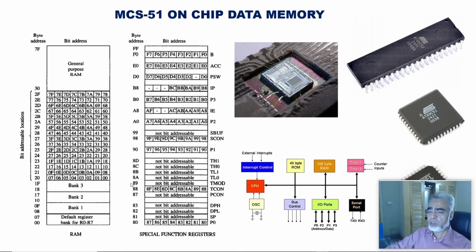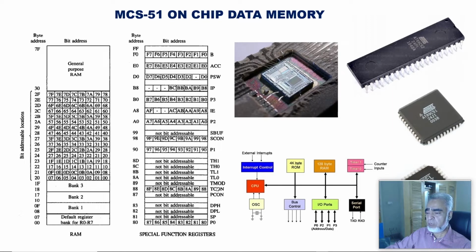That is the timer low 0 at the address 8AH and the timer low 1 at the address 8BH. The timer high 0, the address is 8CH. Timer high 1, the address is 8DH. And here we can see another register, that is interrupt enable, at the address A8H. And here we have a special function register, that is TMOD, timer mode, at the address 89H. And here we can find another special function register, that is TCON, at the address 88H.